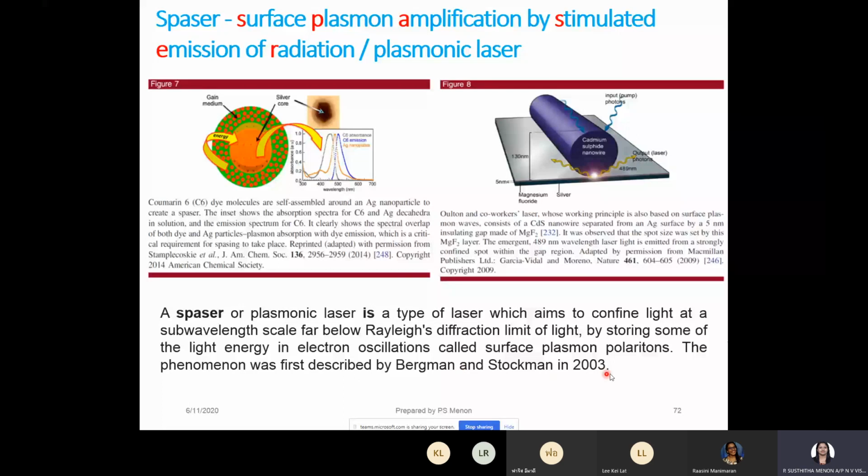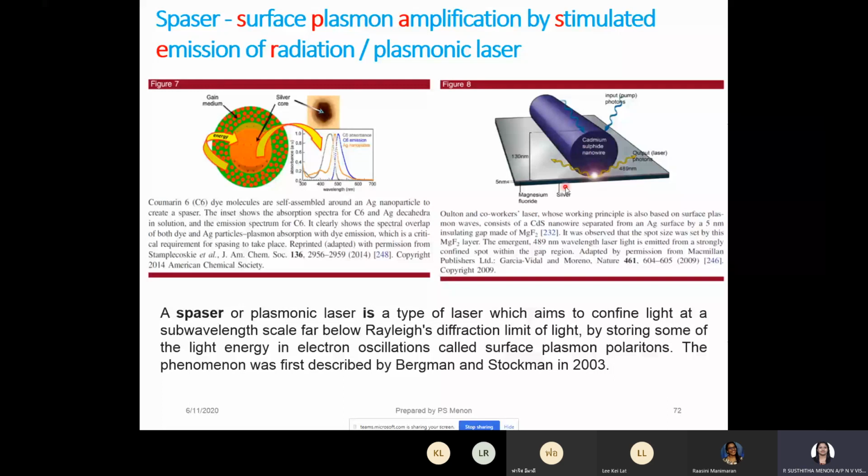Let's look at this figure. Light comes through this cadmium sulfide nanowire. It's a nanowire, so it's very small. Surface plasmon is the interaction of light when there is a metal and a dielectric layer. You can see here that there is a silver layer.